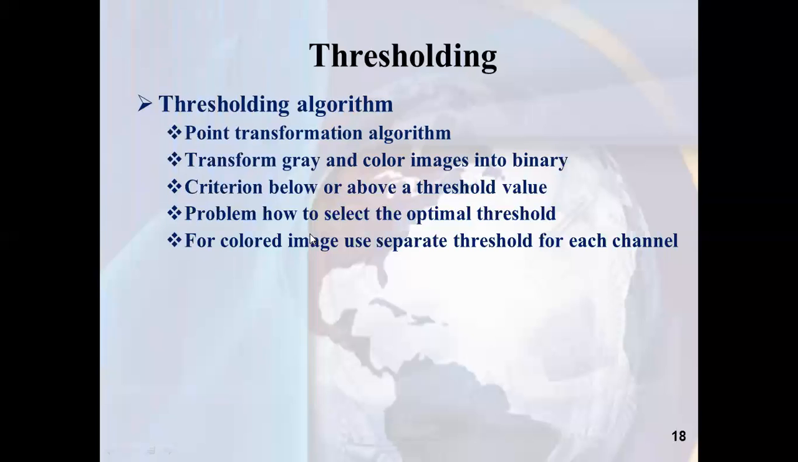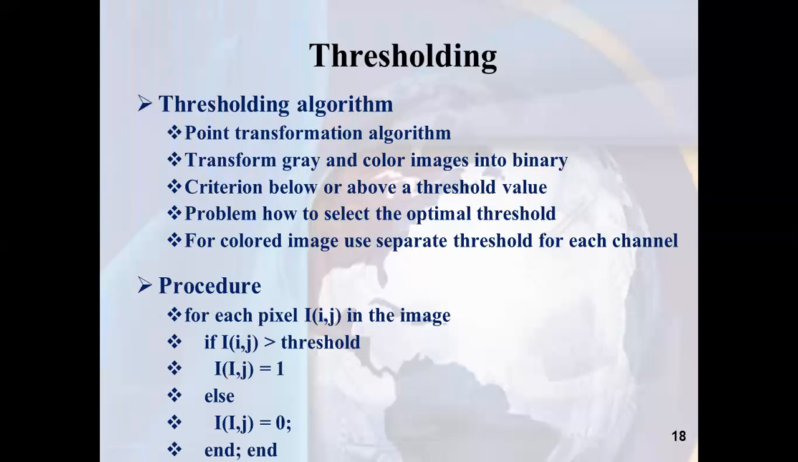Now for the colored image, of course, you have to use a separate threshold for each color. It means I want to set a threshold value for the red, a threshold value for the green and a threshold value for the blue channel. So this is the procedure or the algorithm. It's simple. For each pixel I(i,j), if I(i,j) is greater than the threshold value, I give it 1, which is white color, else I give it 0, or the opposite, I can give it 0 else 1. This is a small i and j, not a small i and small I. This is ij, not the intensity. This is ij, the position.